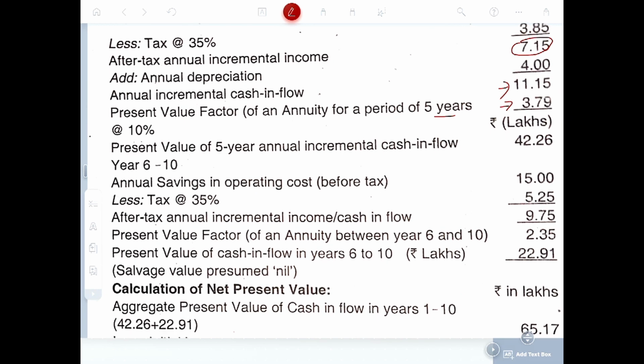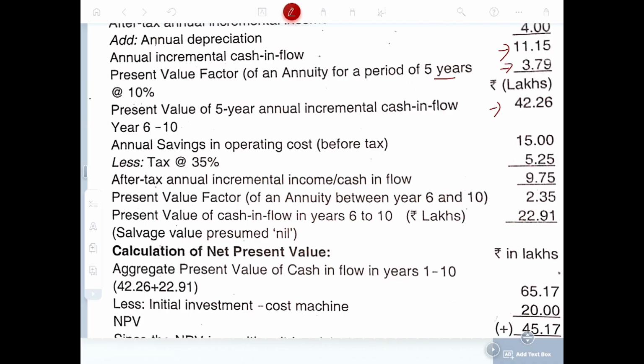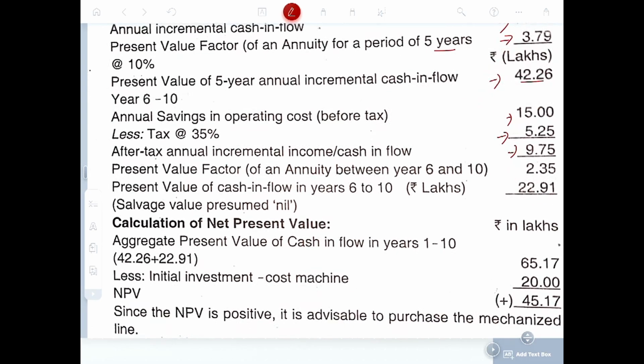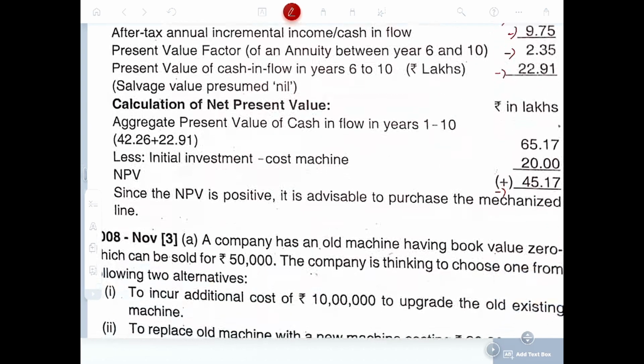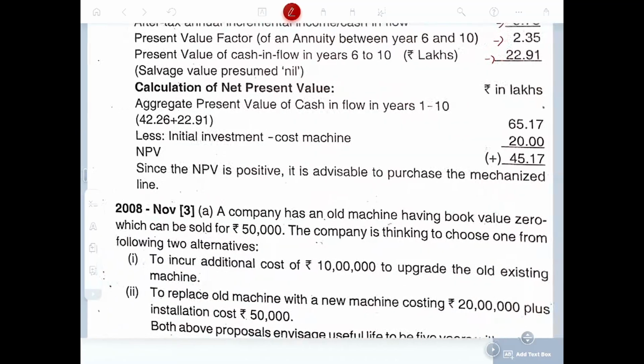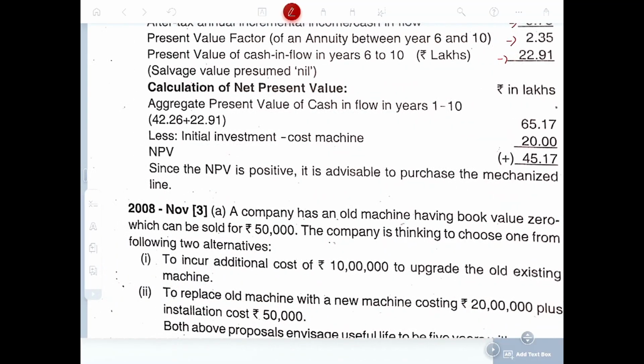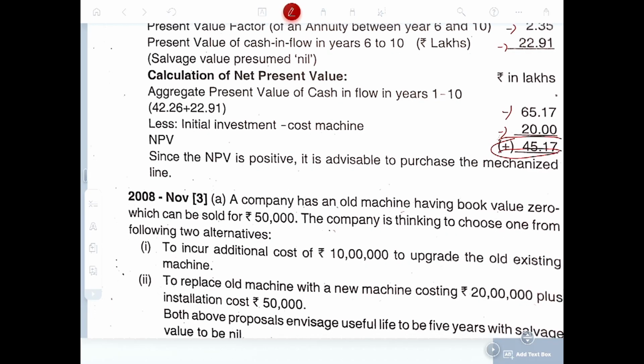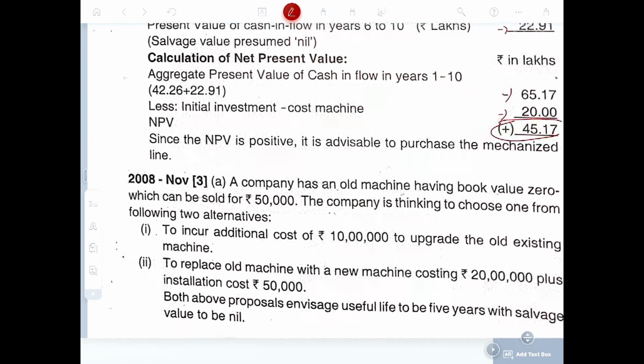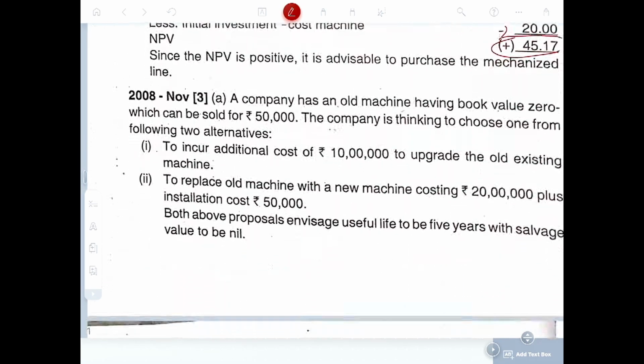Present value of the 5-year incremental is 3 into 42 lakhs. Actual 15 lakhs. No depreciation. And then after 35 percentage, 9 lakhs. Present value is 2 lakhs. Present value is 22 lakhs. Aggregate present value of all 1 to 10 years is 65 lakhs. Initial 20 lakhs. And present value 45.17. That way it is better to purchase a machine.